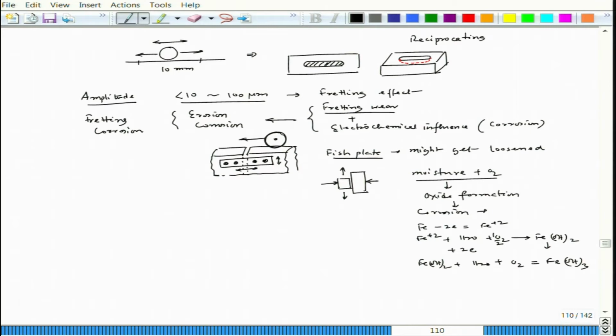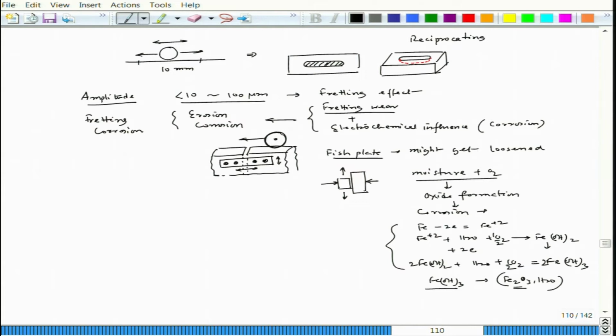So, if it is 2, now half, if we do half here, then this is balanced. Now, this kind of reaction can take place. In fact, Fe(OH)3 is basically nothing but hydrated ferric oxide. So, with this hydrated ferric oxide, you see the oxide is forming. That means moisture and oxygen would lead to a metal oxide or hydroxide formation.